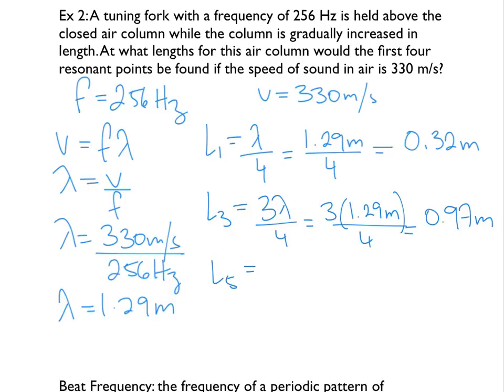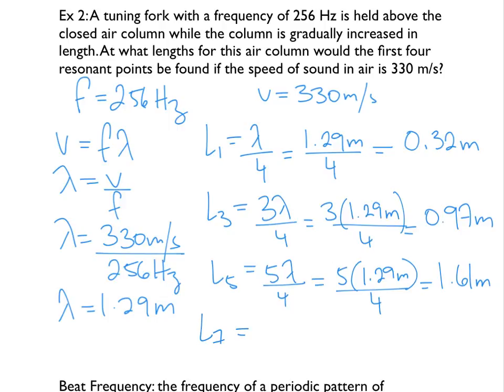And then our fifth harmonic, or resonant point, is going to be 5 lambda over 4, which is 5 times our wavelength over 4. That gives us 1.61 meters. And now we need 4 points, so our 7th harmonic is going to be 7 lambda over 4, which is just 7 times 1.29 meters over 4, and that gives us 2.26 meters. So those are our first 4 resonant points.